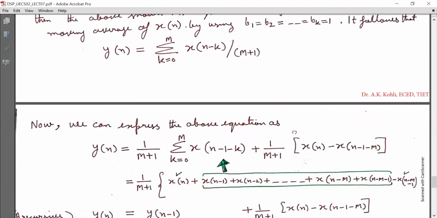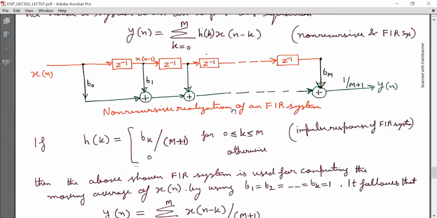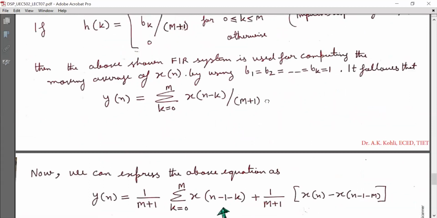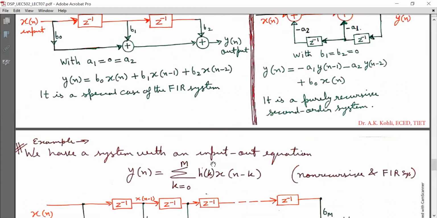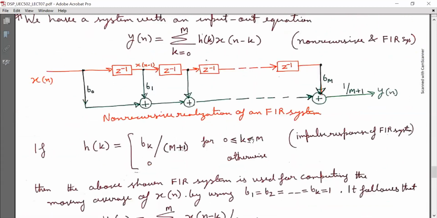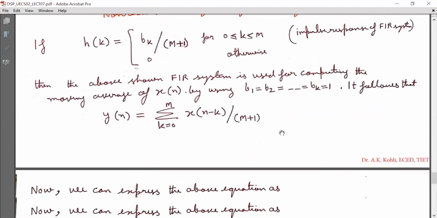Now, this is the non-recursive realization of the FIR system. Now we have the option to make it recursive also. How? I can make this system a recursive system also. This is the FIR implementation, that is non-recursive.